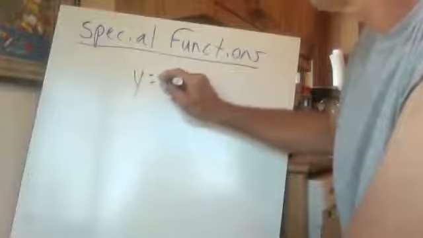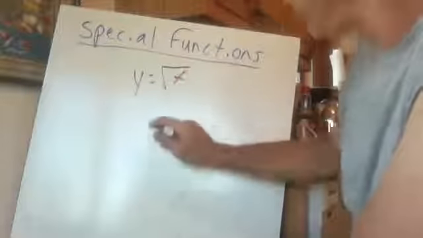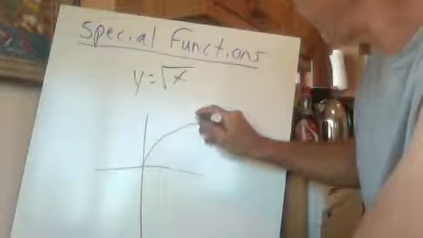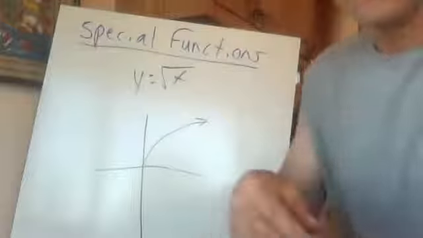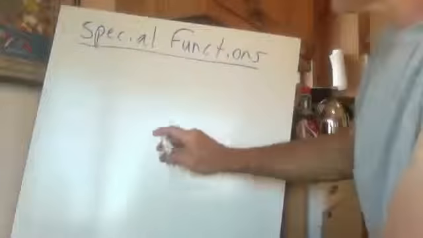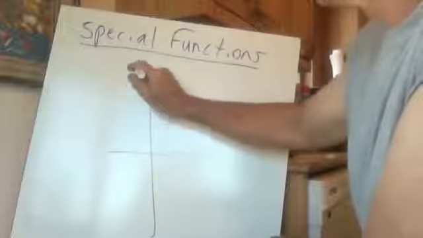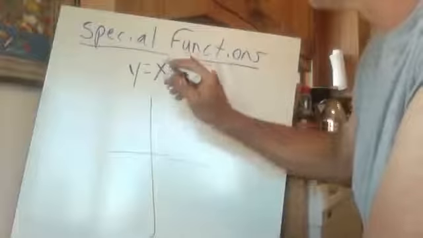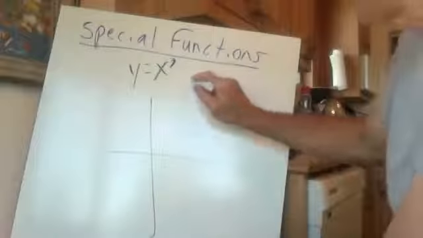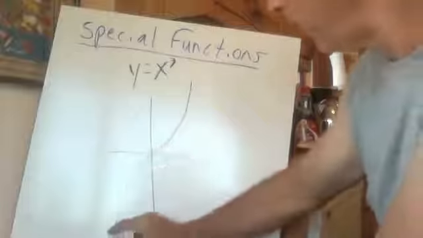Y equals the square root of x. It's going to look like half of a parabola, but it's turned on its side, and it goes this way. Just going to be positive because, of course, you can't take square roots of negative things. Y equals x cubed. I call the roller coaster because it starts here, comes down, and it ends up down here.